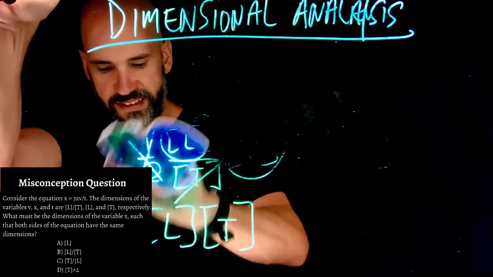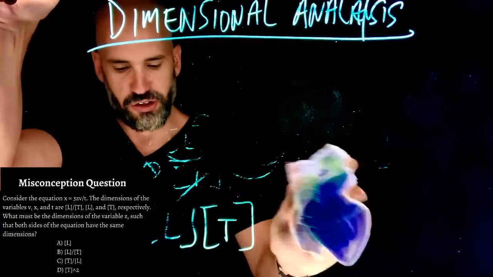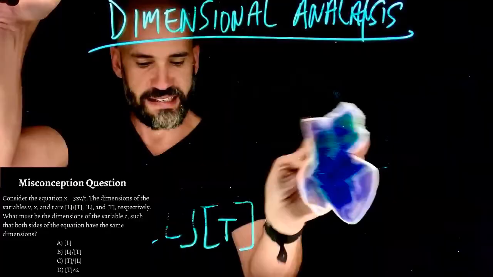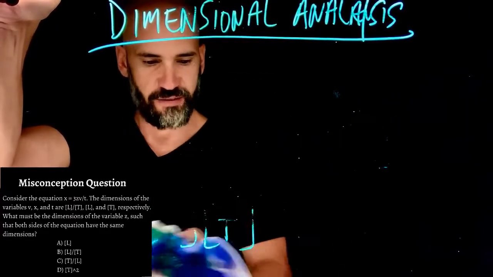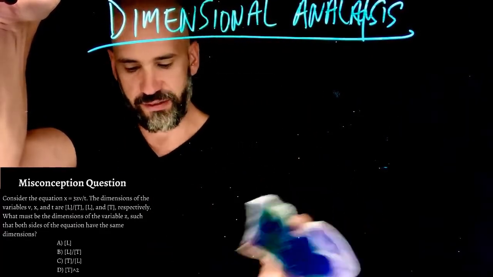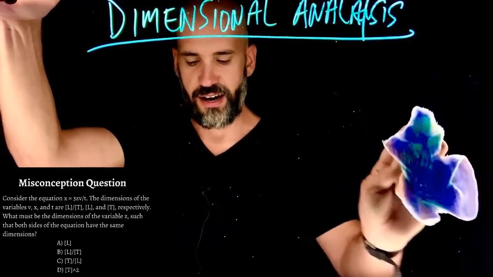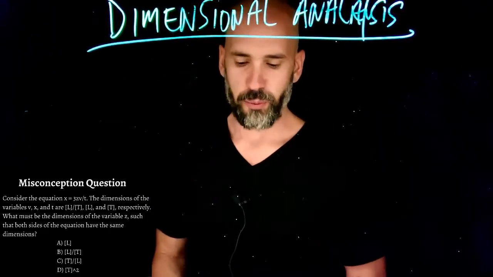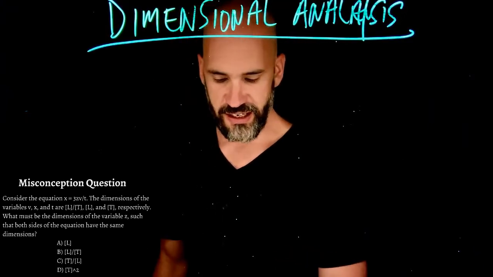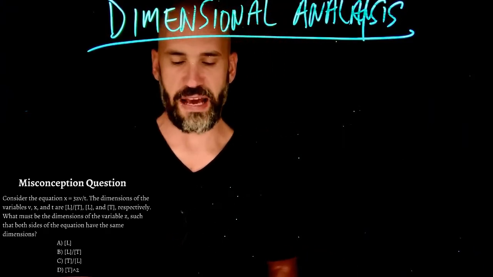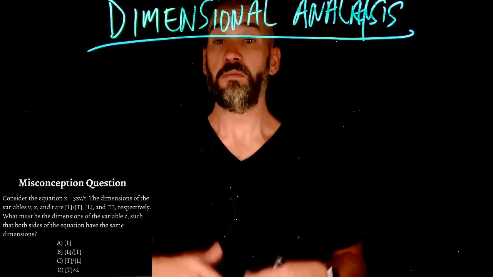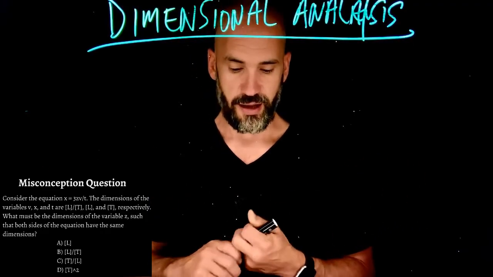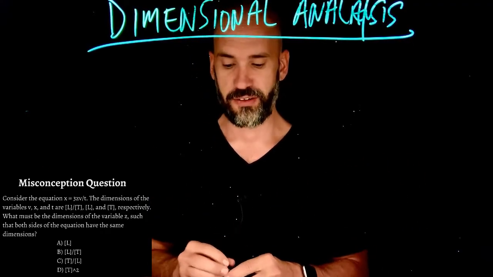Okay, so in this example, it says consider the equation x equals 3z v divided by t. The dimensions of the variables v, x, and t are length over time, length, and time respectively. What must be the dimensions of the variable z such that both sides of the equation have the same dimensions? Okay, let's just use the dimensional analysis that we did before.